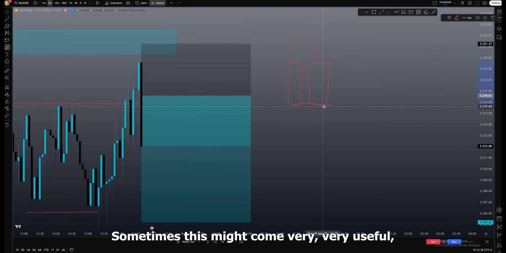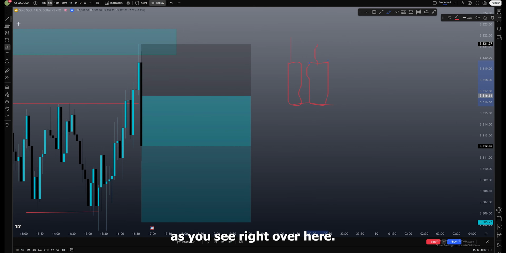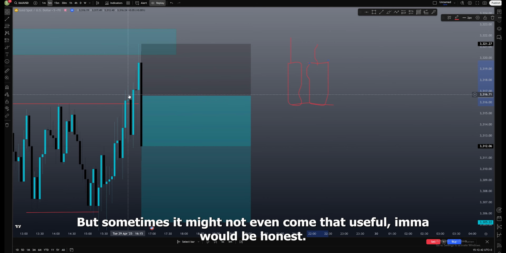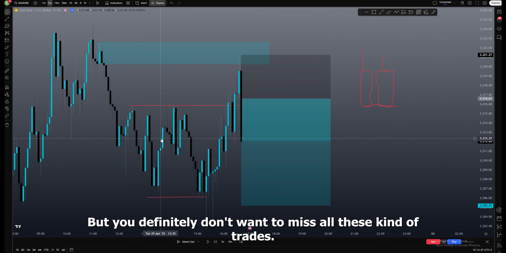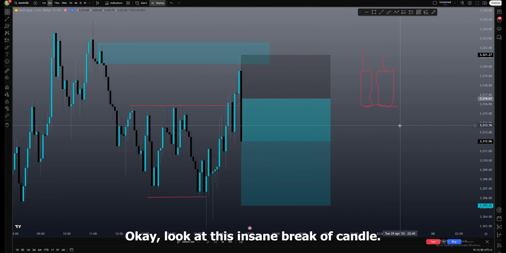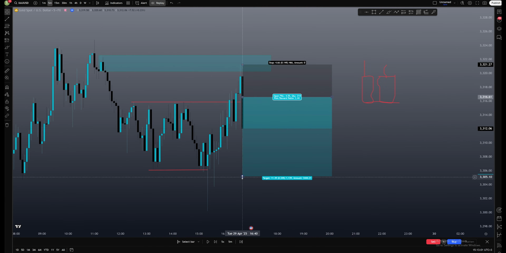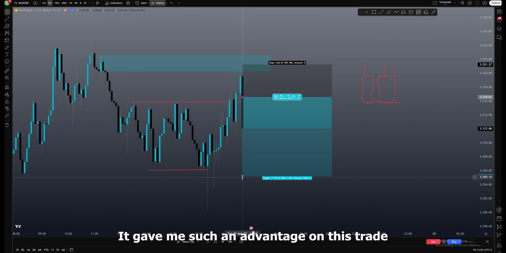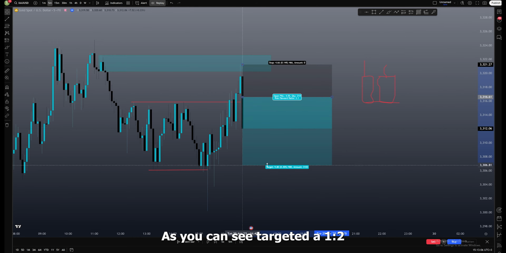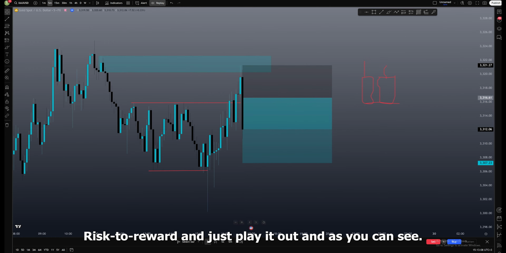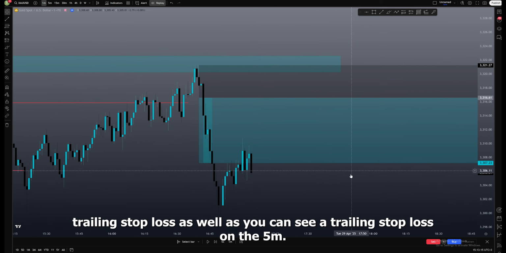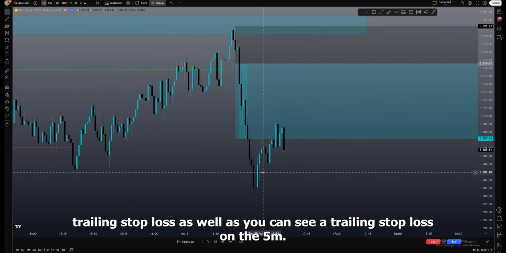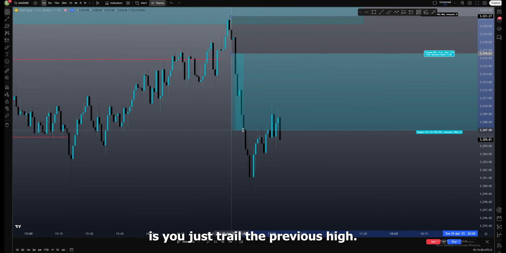Sometimes this might come very useful, as you can see right over here. But sometimes it might not even come that useful, I'm going to be honest. Sometimes it won't really make a difference, but you definitely don't want to miss out on these kinds of trades. Look at this insane break of candle. It gave me such an advantage on this trade. As you can see, target a 1 to 2 risk to reward and just play it out. You could have also taken a 1 minute trailing stop loss as well. A trailing stop loss on the 5 minute is you just trail the previous high.